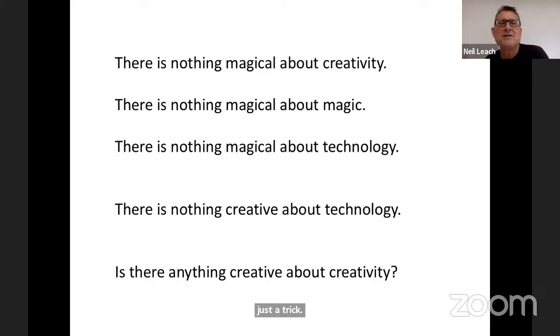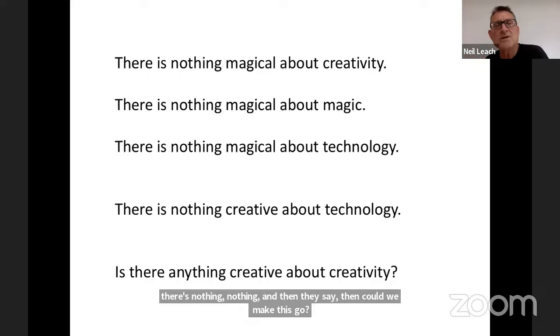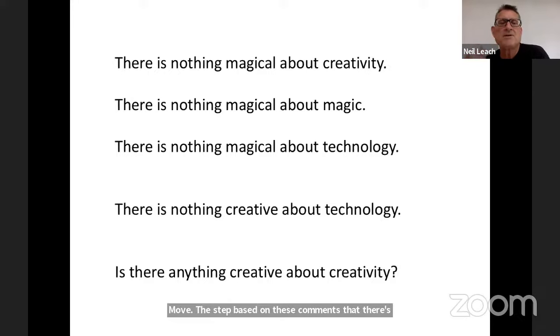Nothing is magic. And thirdly, there is nothing magical about technology, in a sense, from Arthur C. Clarke. In other words, if there's nothing magical about any of these, could we move to the step, based on these comments, that there's nothing creative about technology? I would say so too. Then the final question is, is there anything creative about creativity?